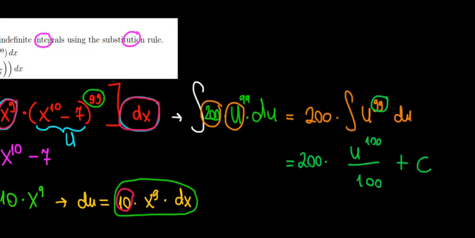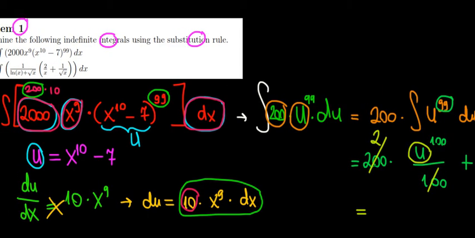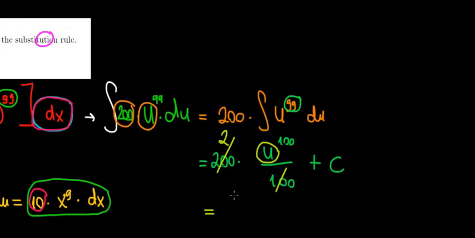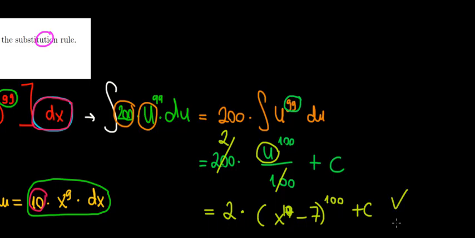Now we can simplify some things. 200 and 100 cancel out, and we're left with 2. And to write the final answer, we'll write it in terms of the initial variable, which was x. Now what is u? u was x to the power of 10 minus 7. So we're going to substitute it back to give the final answer. So as a result, we're left with 2 times (x to the power of 10 minus 7) to the power 100 plus c. And that would be it. Hope this makes sense. In the next video, we go to part B.